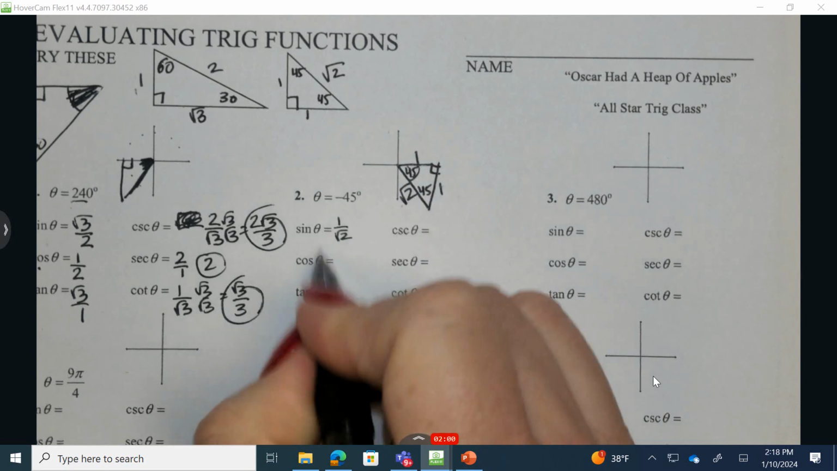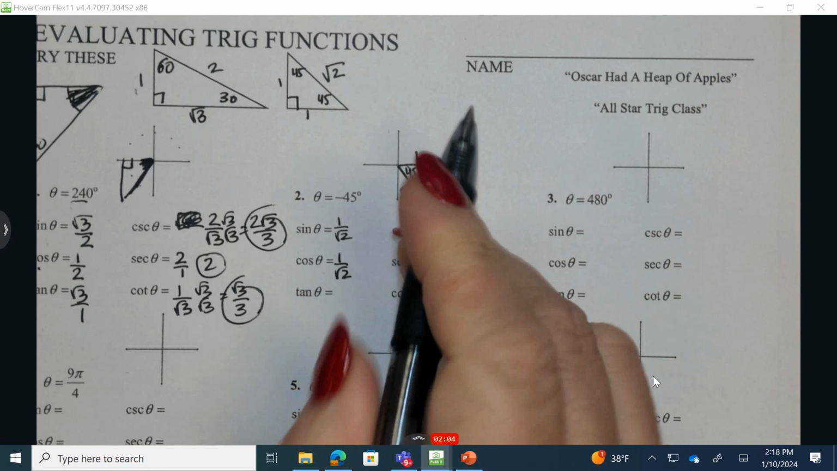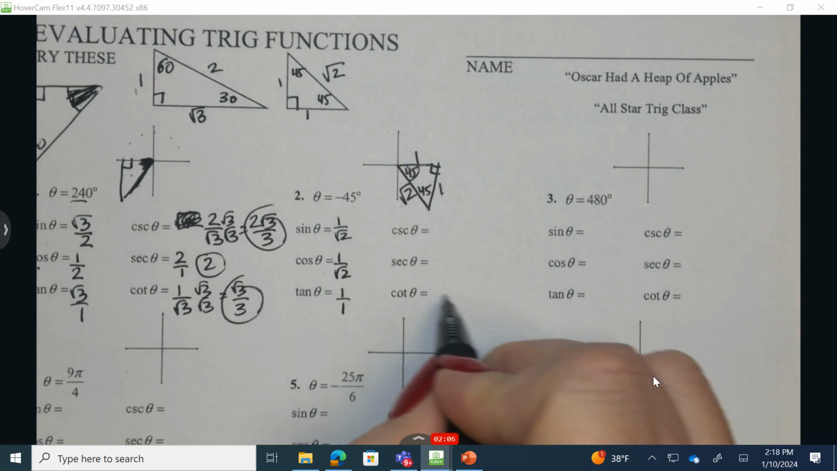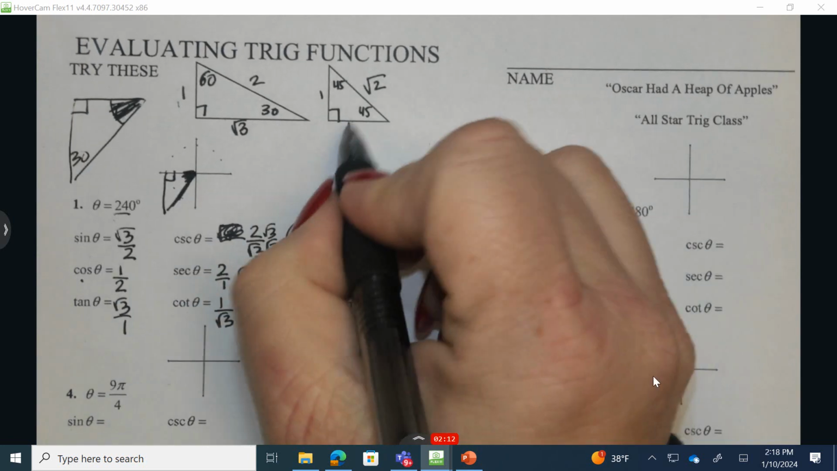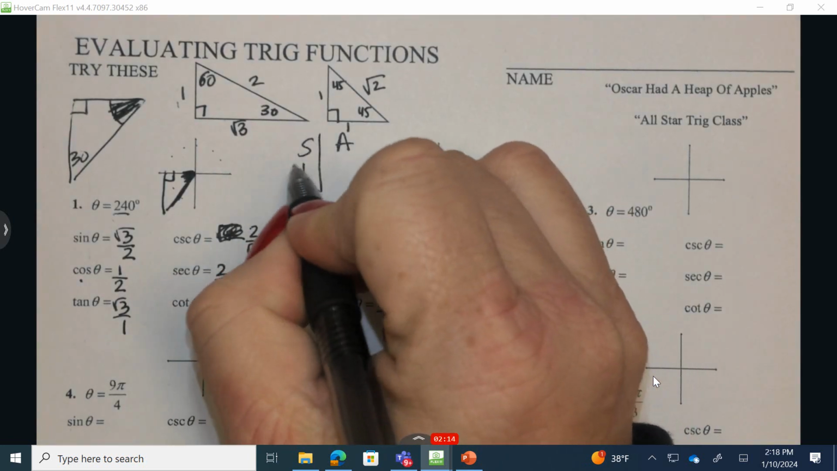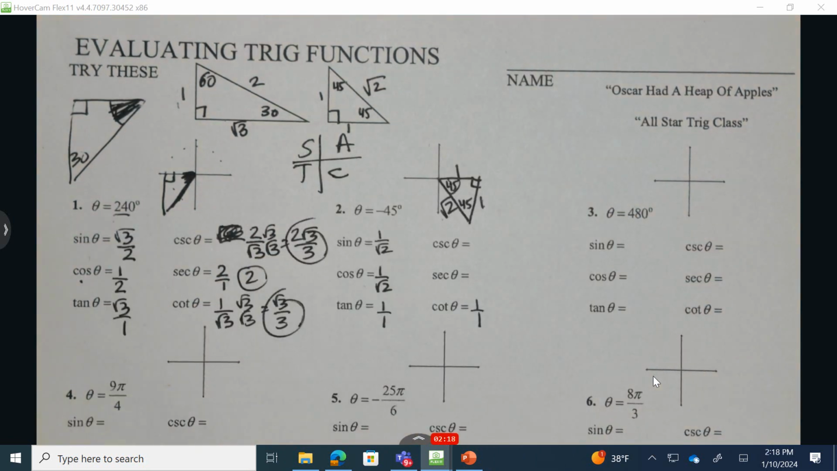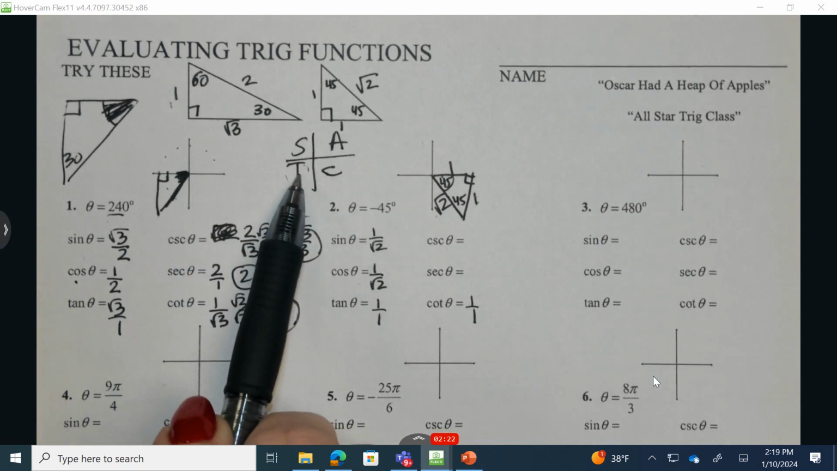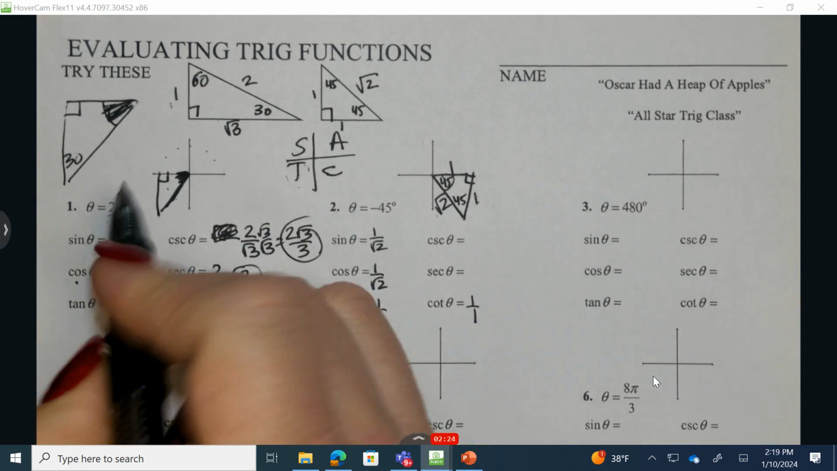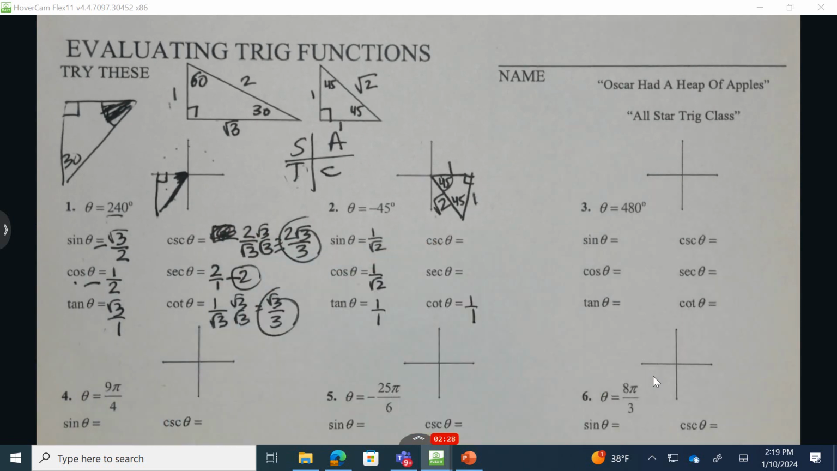Cosine is adjacent over hypotenuse, 1 over radical 2. And tangent is going to be opposite over adjacent, 1 over 1. Well, when I take 1 over 1 and I flip it, I still get 1 over 1. And I'm remembering right now, I forgot about all-star trig class. So I forgot to come back here. This angle lands in quadrant 3, and in quadrant 3, only tangent and the reciprocal are positive. So I need to throw a negative into these other parts, just one negative in there.